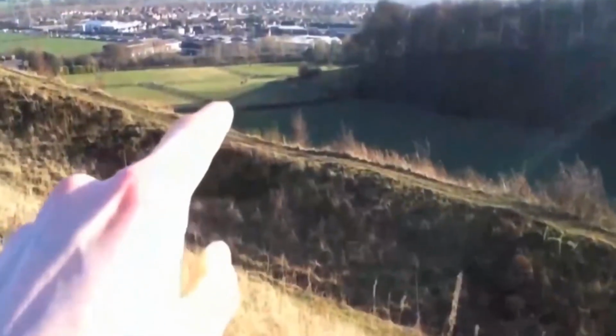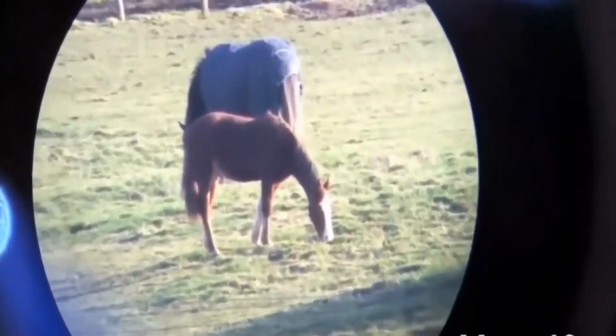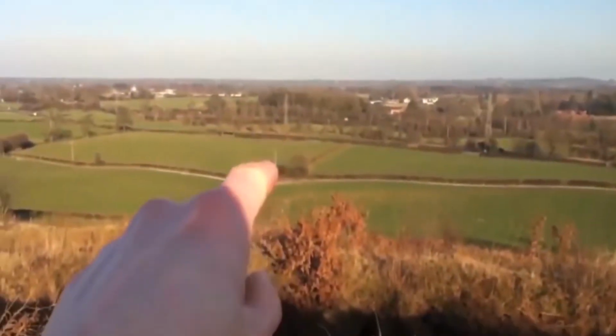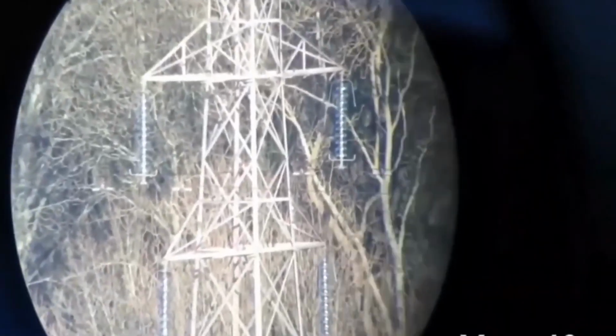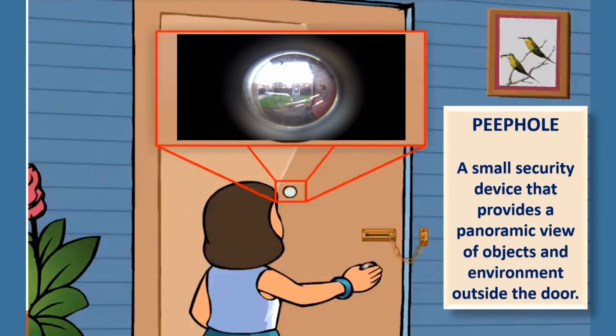This type of lens is also used in telescopes. Some telescopes use a combination of concave and convex lenses. The convex lens is used for magnification and the concave lens as the eyepiece. Another example of device that uses concave lens is the peephole. It is a small security device that provides a panoramic view of objects and environment outside the door.